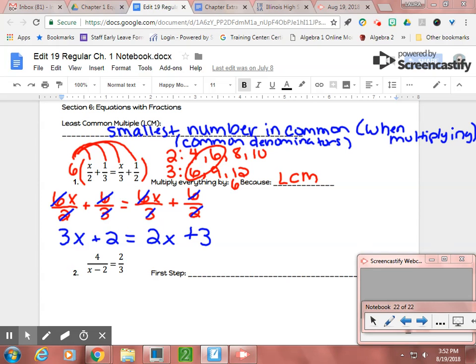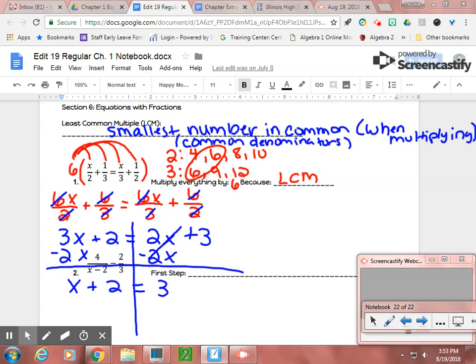So now this is an easy equation. Put our line down the middle, move our variables all to one side, so subtract our 2x to get rid of it. So now we get x plus 2 equals 3. Subtract 2, and we get x equals 1. So your answer to this is x equals 1. You took all those fractions and you got one solid answer for what x should be, just because you multiplied by a least common multiple.